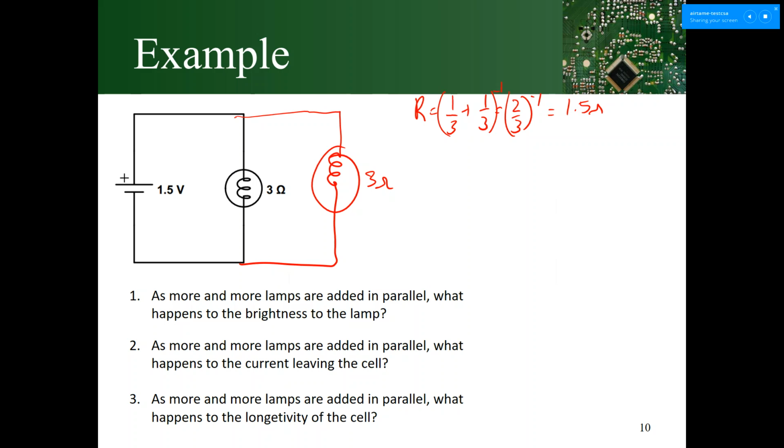So as more lamps are added in parallel, what happens to the brightness of the lamps? Okay, so now we know that the resistance is 1.5. And now we can figure out what the current is. The voltage is equal to I times R. So 1.5 volts is equal to I times 1.5 ohms. Therefore, I is going to be equal to 1 amp.